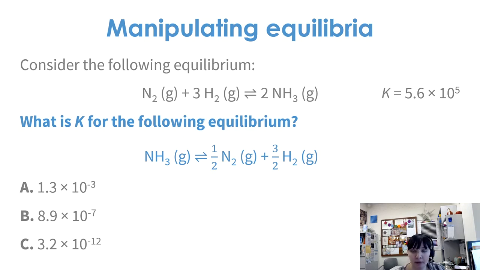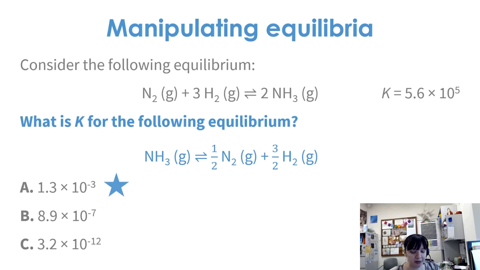For one, I've reversed the equation. I've switched where the products and the reactants are. And for two, I have basically divided the entire reaction by 2. All of those molar coefficients are essentially multiplied by a factor of 1/2, and so that's shown in my new equilibrium. So what that means then is that my K constant that I'm going to find here is going to have 2 changes done to it. 2 changes to the reaction means then 2 changes to the K constant. Now the actual answer that I got here was 1.3 times 10 to the minus 3. Let's walk through why that is.